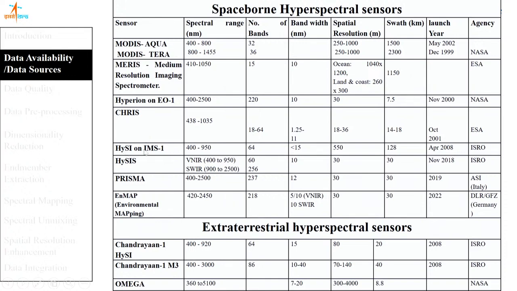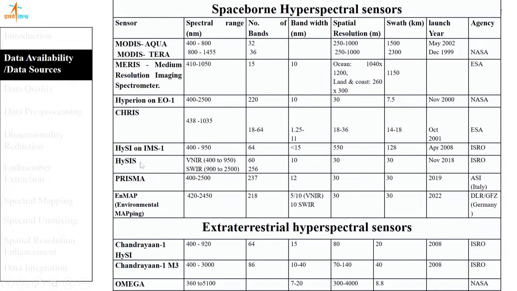Then HySI on the IMS-1 satellite was there, which was launched in VNIR. It was with a very coarse resolution, and a similar sensor was kept on the Chandrayaan-1 satellite, with a finer spatial resolution, as altitude is one of the factors playing a role. Earlier the spatial resolution was 550 meter for HySI on IMS-1, and in the case of Chandrayaan-1 HySI, the spatial resolution was 80 meter.